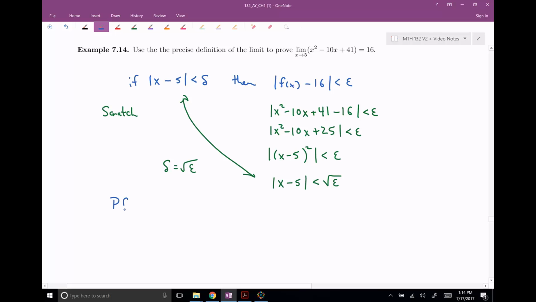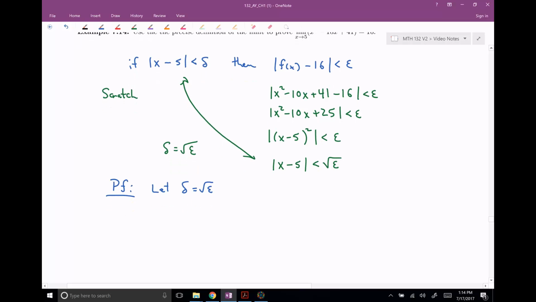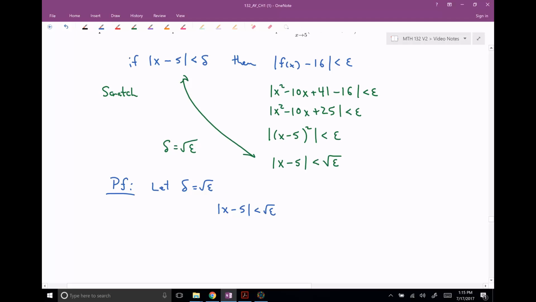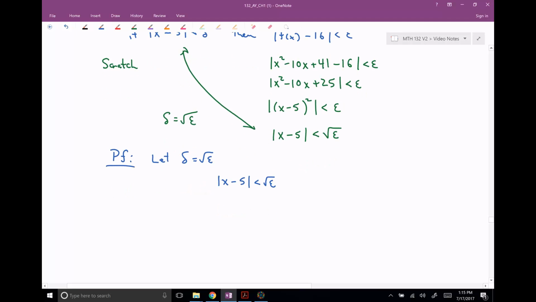Now let me show you the formal proof. We're going to let delta be equal to root epsilon. And we're going to suppose that if this is true, we're going to show that this is true. So let's see, the absolute value of x minus 5 is less than delta, and delta is root epsilon. That's my choice anyway. And now again, almost working in reverse, I'm going to square both sides. So I'm going to get x minus 5 quantity squared is less than epsilon.